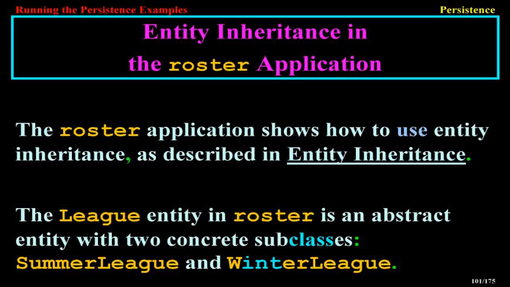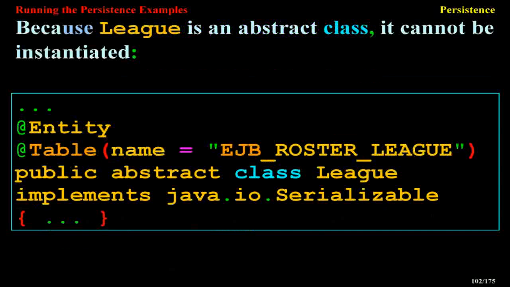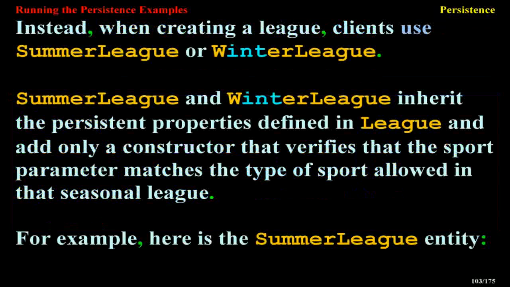Entity inheritance in the roster application. The roster application shows how to use entity inheritance, as described in entity inheritance. The League entity in roster is an abstract entity with two concrete subclasses, SummerLeague and WinterLeague. Because League is an abstract class, it cannot be instantiated. @Entity @Table(name="EJB_ROSTER_LEAGUE") public abstract class League implements java.io.Serializable. Instead, when creating a league, clients use SummerLeague or WinterLeague. SummerLeague and WinterLeague inherit the persistent properties defined in League and add only a constructor that verifies that the sport parameter matches the type of sport allowed in that seasonal league.